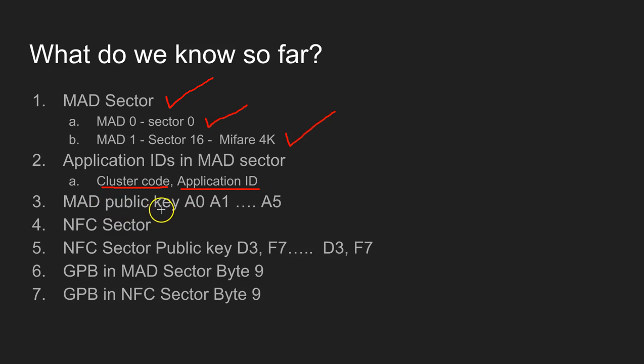And you know that the public keys for MAD sectors are A0, A1 up to A5. And there are NFC sectors, and these sectors are where the actual NDEF messages are stored. The public key of NFC sectors are D3, F7, D3, F7 and so on. And you also know that the general purpose byte or the GPB in the MAD sector is stored in byte 9, and this tells you whether the tag has got MAD1 or MAD2. And also every NFC sector also has a GPB byte, which we are going to discuss in this video, all the possible values of GPB byte in NFC sector.